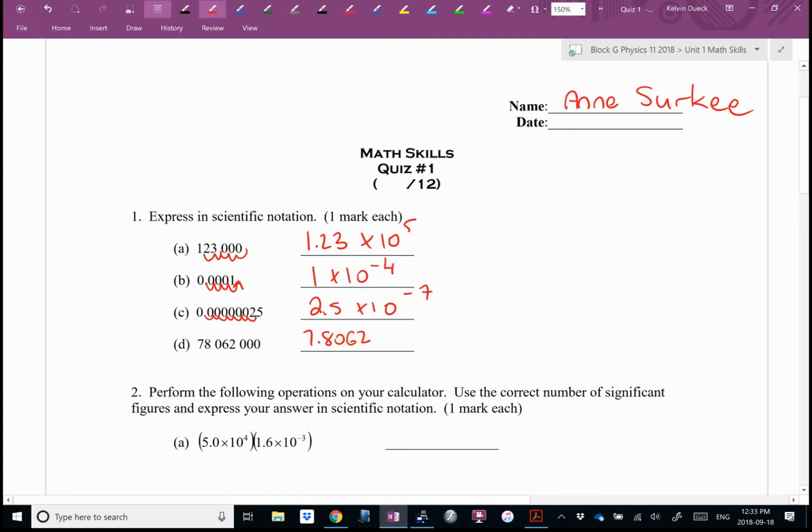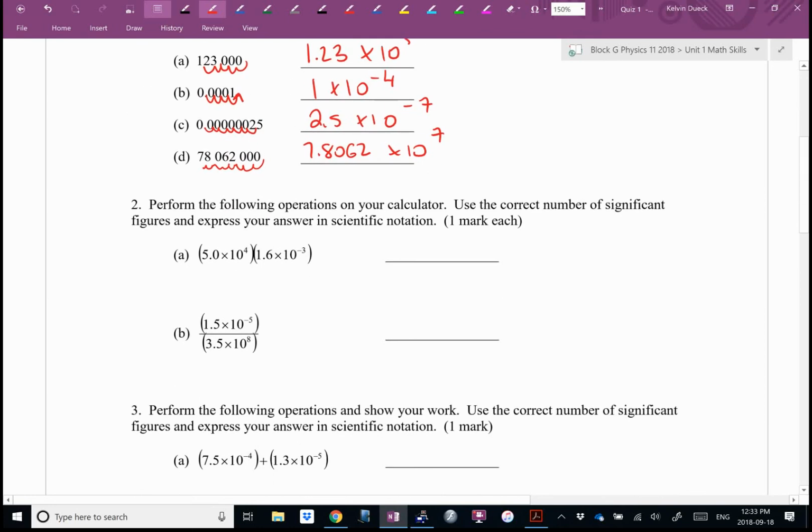7.8062, and yes, you have to write all of those because those apparently are significant figures. Times 10 to the 1, 2, 3, 4, 5, 6, 7, times 10 to the positive 7. Half mark for the 7.8062. Half mark for the times 10 to the 7.